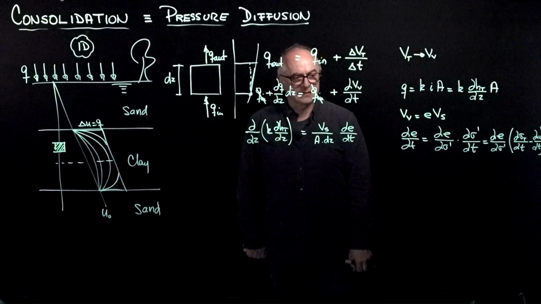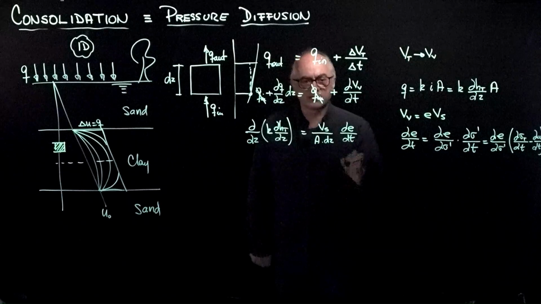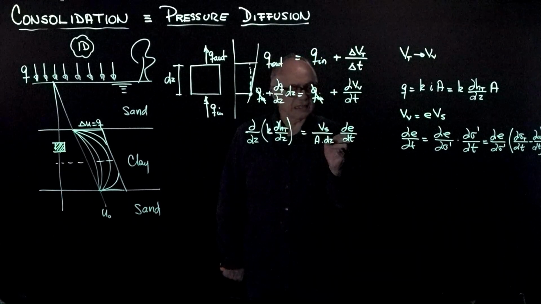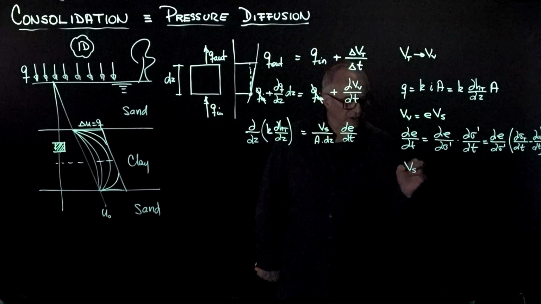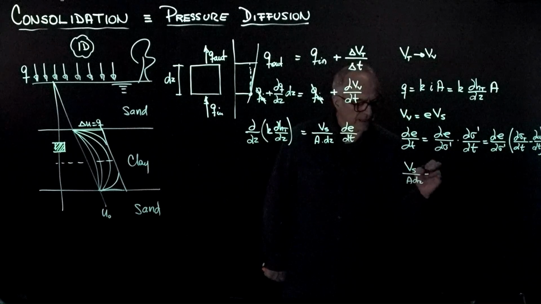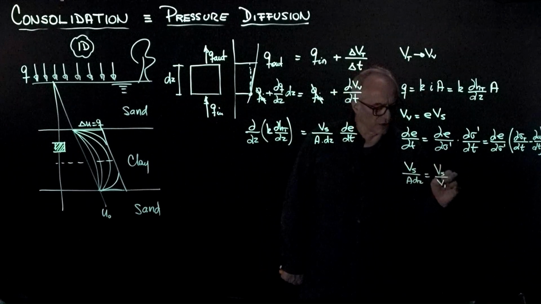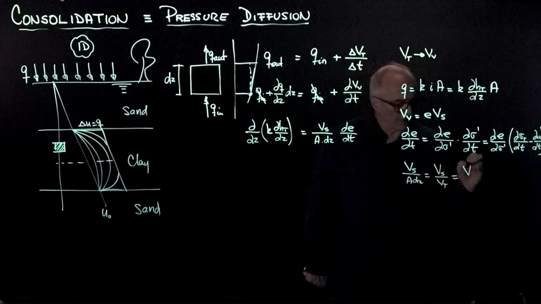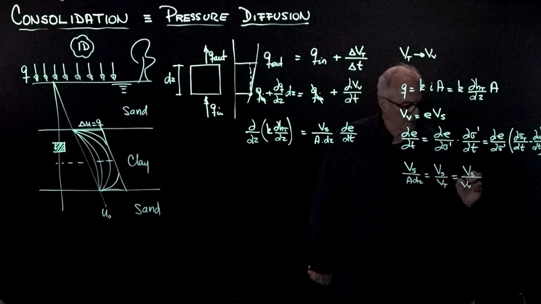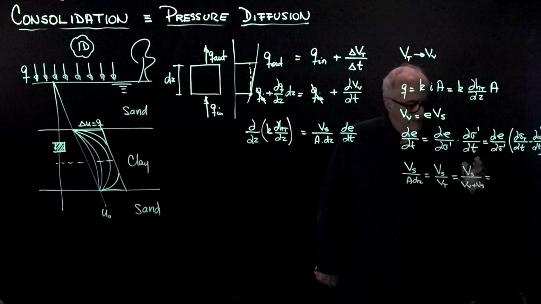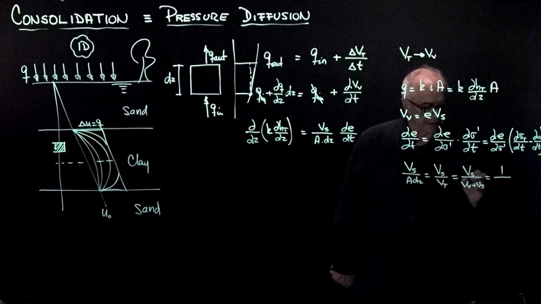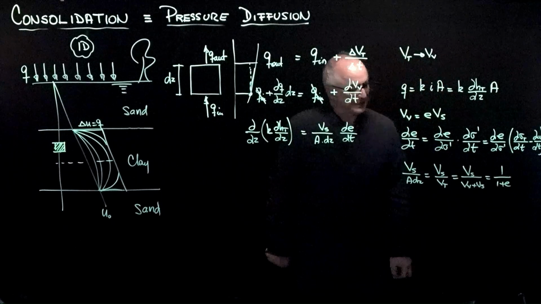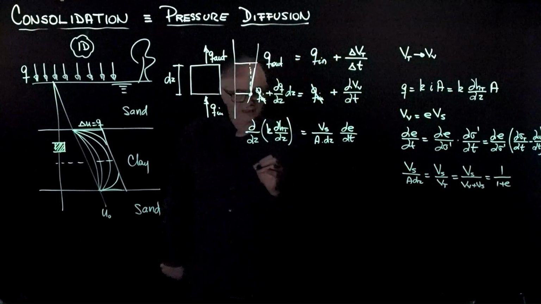Now we can replace here, but I would like to make one more substitution. Notice that A dz is the total volume, so this quantity is the volume of solids over the total volume, which is equal to the volume of solids over the volume of voids plus the volume of solids. Therefore, if we divide numerator and denominator by the volume of solids, we get 1 over 1 plus e, just to keep it nice. And now we can do all these replacements.